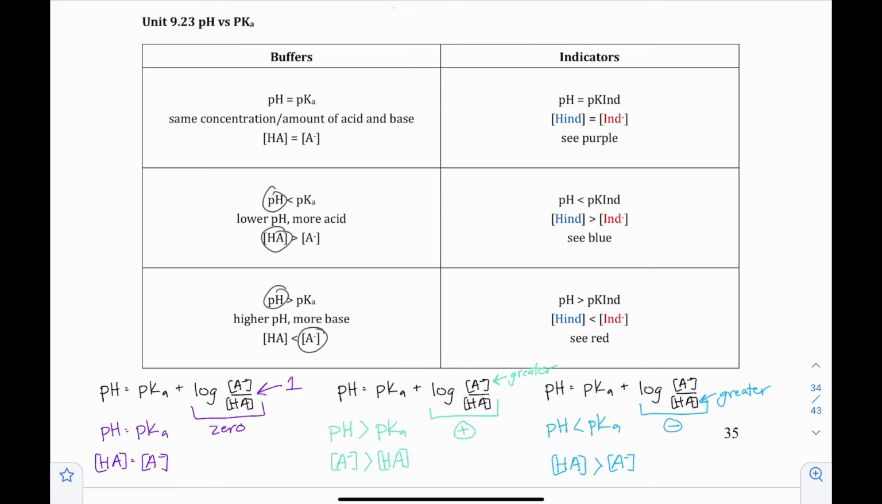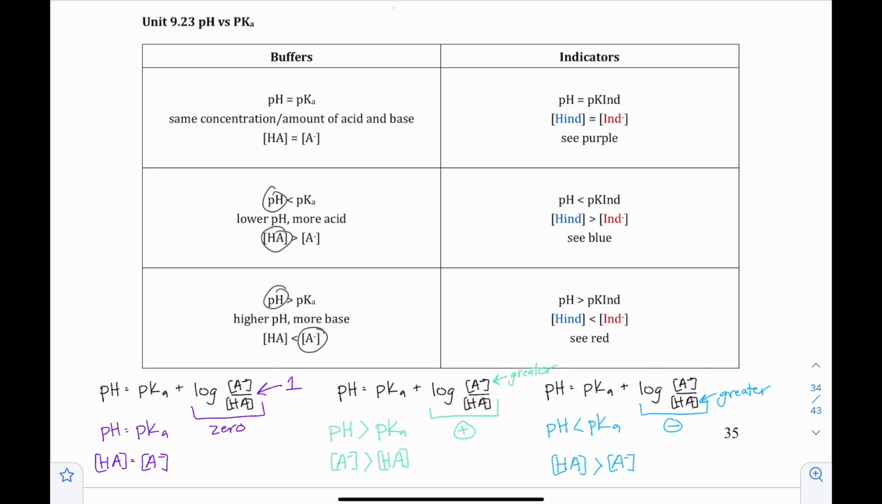We can apply this same concept to indicators. When the pH and pK indicator are equal, there's an equal amount of the acid form of the indicator and the base form of the indicator, and we'll see both colors. So if the acid is blue and the base is red, we'll see purple.